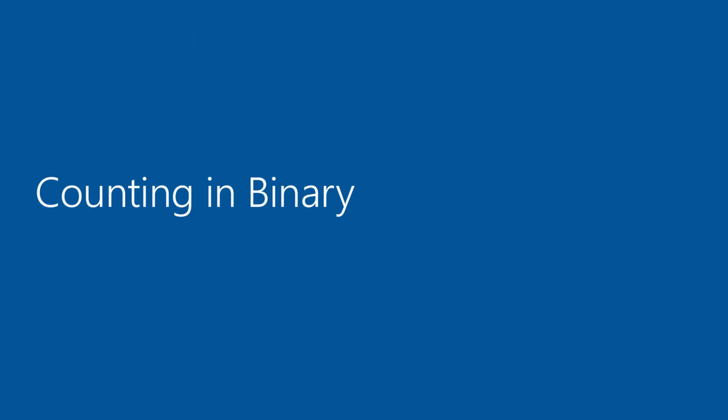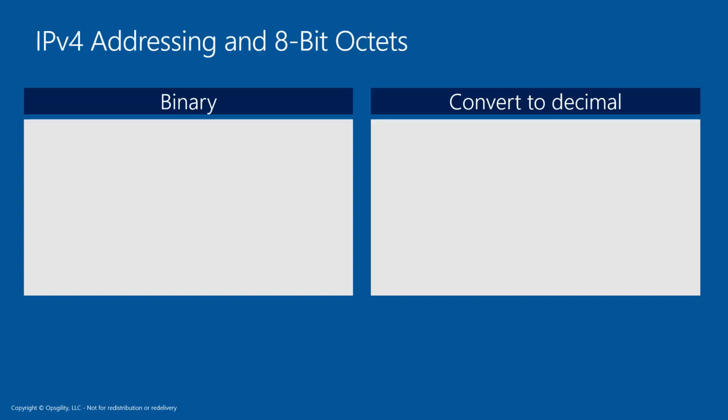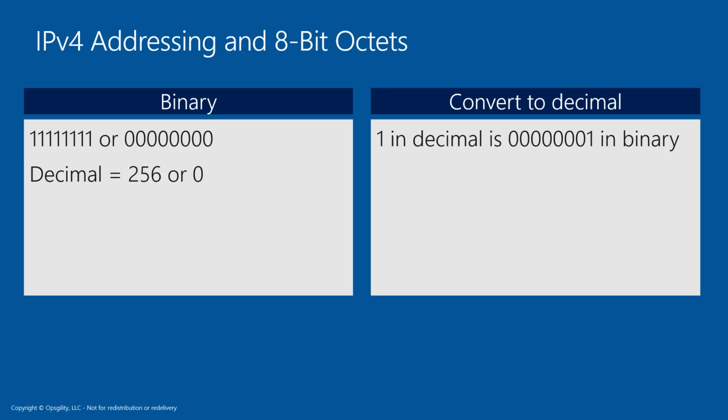Let's talk about counting in binary. The IPv4 addressing is made up of 8-bit octets. Our IP addresses are made up of these 8 bits, and you can see a representation here. They can all be 1s, or they can all be 0s, or any combination. Can't be anything else. These 1s and 0s have decimal numerical equivalent values. Let's break that down. The number 1 on the right-hand side now is represented by the binary number you see here. It can be a bit confusing, but the numbers add up from right to left, not left to right.